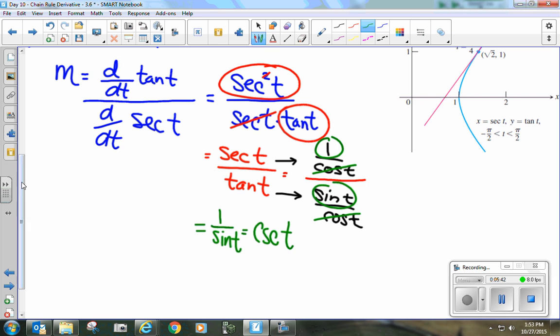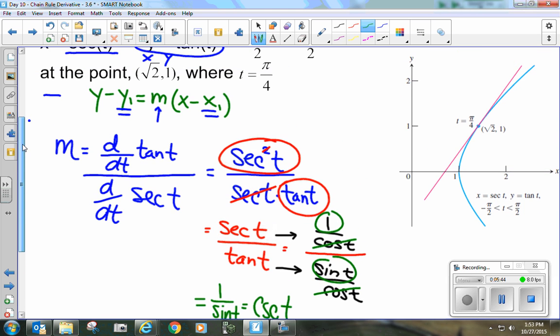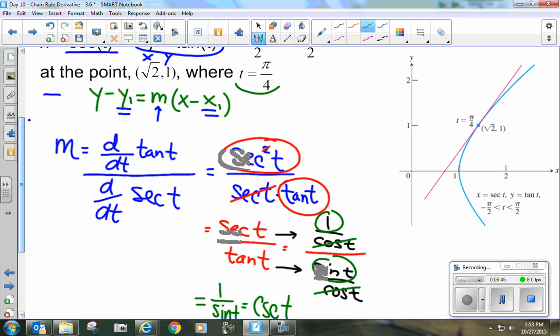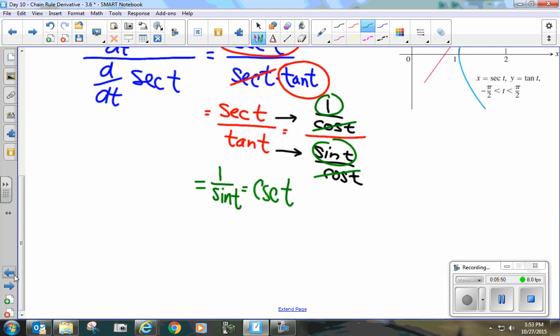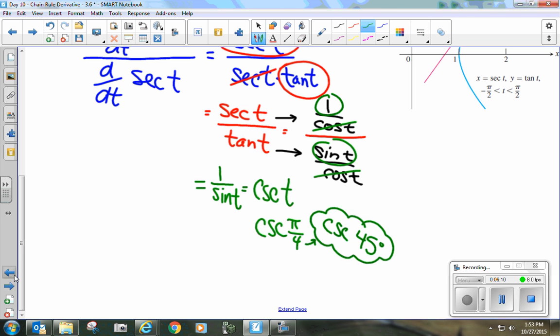What point is this slope at? T is what? So all I'm going to do is figure out what's the cosecant of pi over 4. Now, if you remember, pi over 4 is radians. That's actually 45 degrees. That's the same thing as saying the cosecant of 45 degrees. It's the same thing. All right?